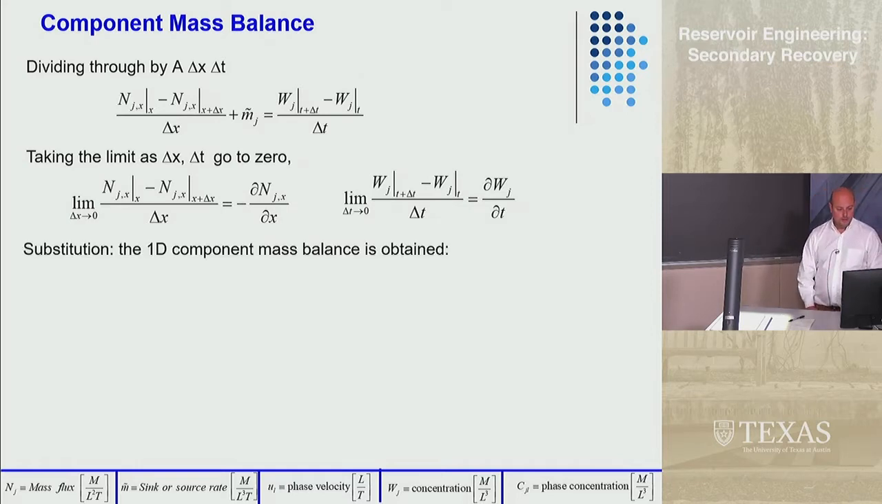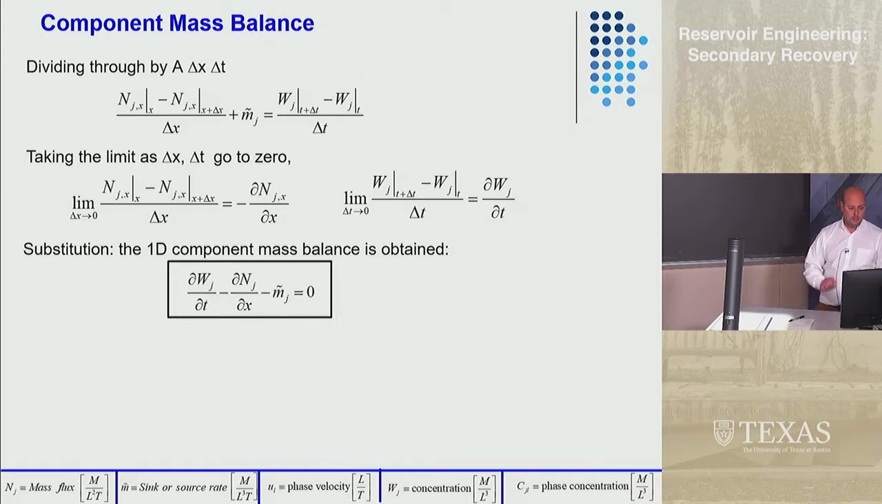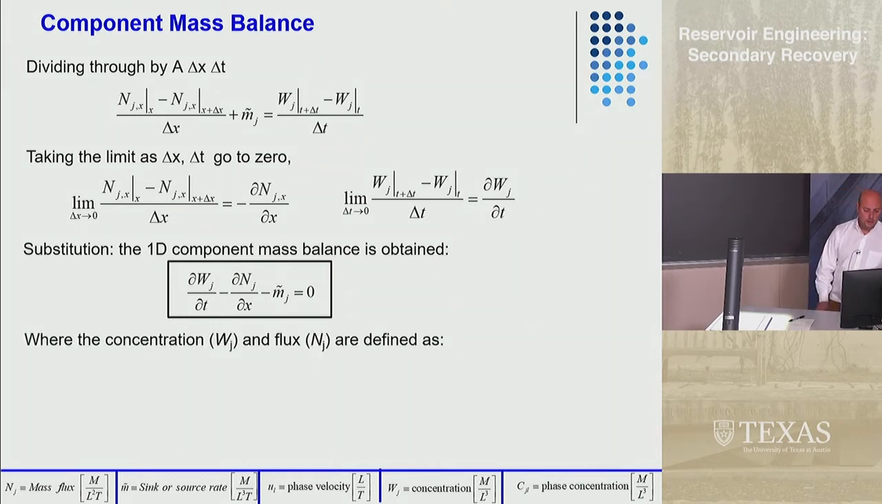So when you do that, you get substitution into your component balance, and we get this partial differential equation. So the partial of concentration Wj with respect to T minus the partial of your flux of component J with respect to X, and then you have your source term, is going to be equal to 0. All right? And then, so what is the concentration Wj? Wj is the amount, the mass of J per unit volume in the reservoir.